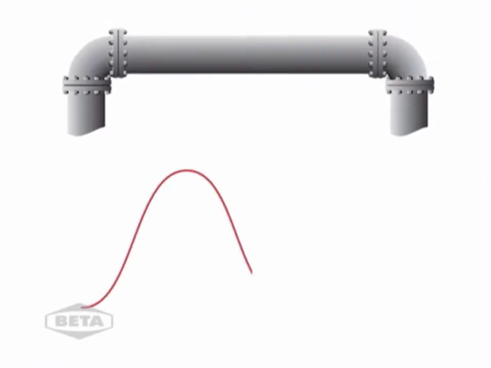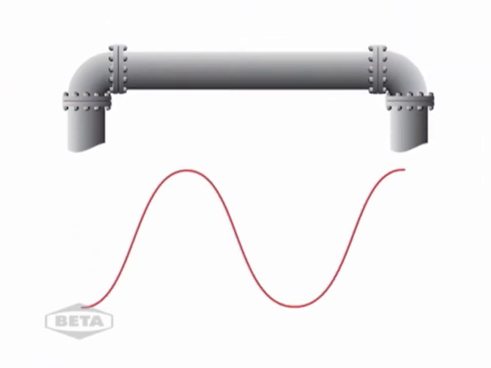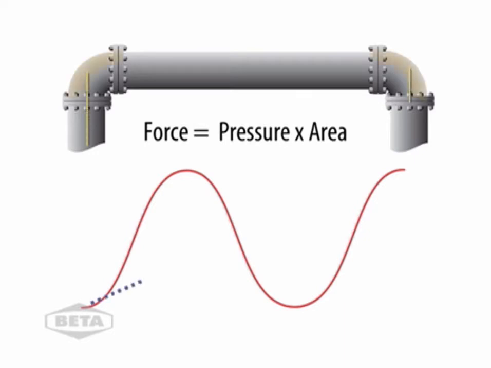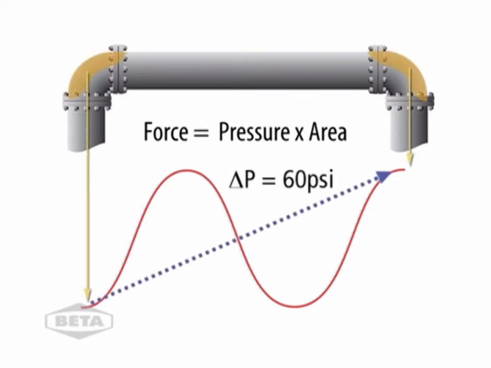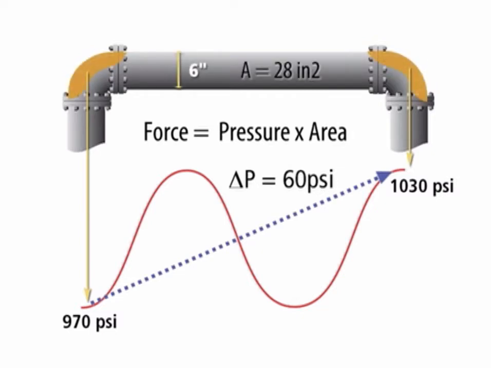As the wave travels through the pipe system, an unbalanced force is created at T's, elbows, and locations where the pipe changes size. The force equals pressure times area. Using the same pressure pulsation, the differential pressure is 60 psi. The maximum force will occur when the maximum pressure occurs at one end and a minimum pressure occurs at the other end. The area the differential pressure acts against is the projected area of the pipe on the elbow. For this 6-inch pipe, the area is about 28 square inches.